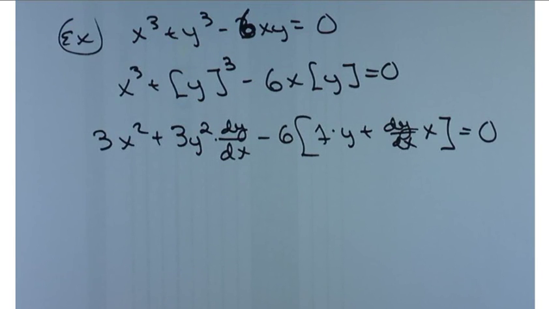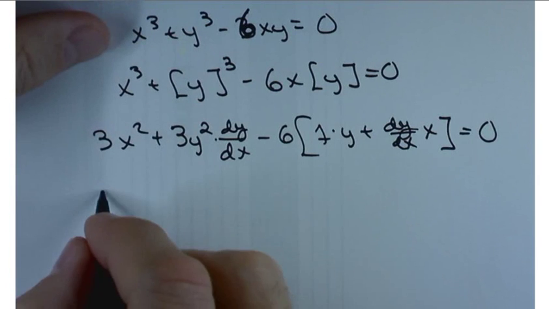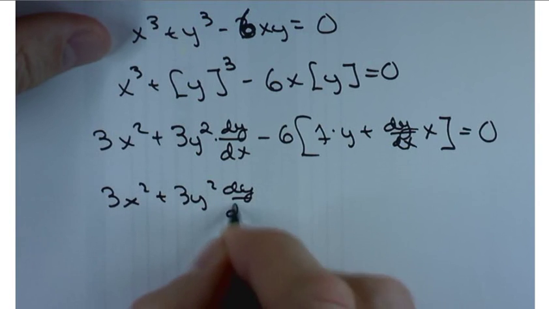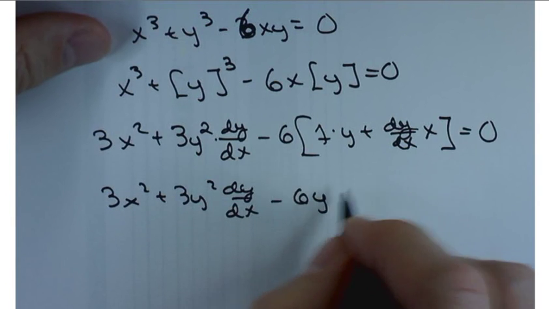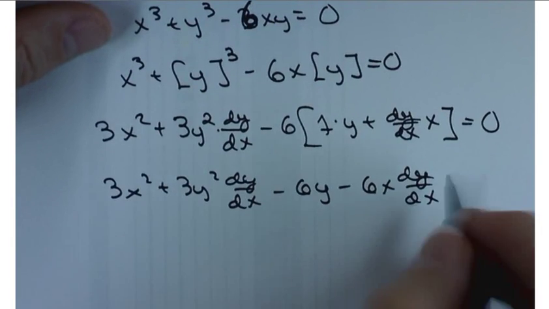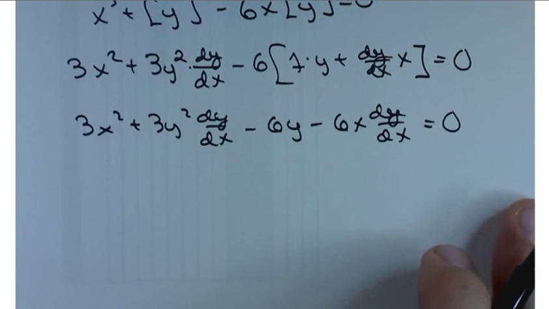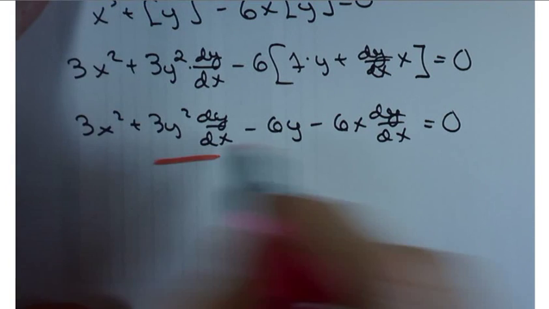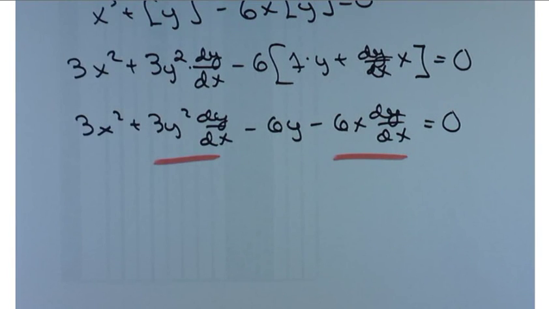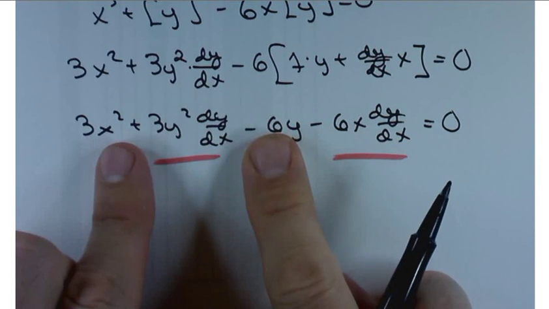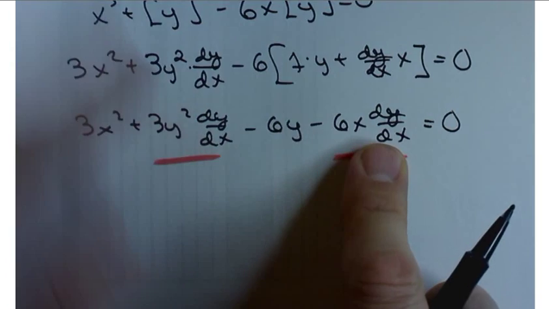Let's distribute this. So 3x squared plus 3y squared dy by dx minus 6y minus 6x dy by dx equals 0. Eventually I have to solve for dy by dx. So these terms I'm going to leave on the left-hand side. The other two terms are going to move to the right-hand side. I'm going to do two things here. Move these terms over and factor out the dy by dx term here.